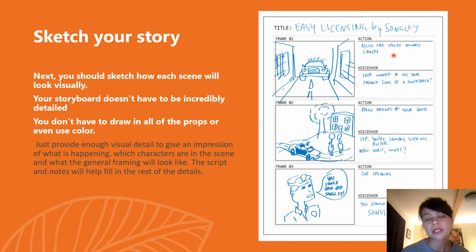Next, you sketch your story. You should sketch how each scene is going to look visually. Again, you don't have to be very good at drawing. It doesn't have to be terribly detailed. By looking at this slide here, you can see that there's a car and it's driving. So police car speeds into camera. If you're not good at drawing, you just have to draw very basic things.